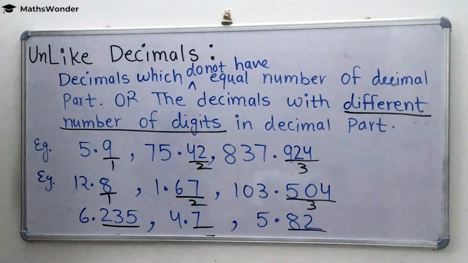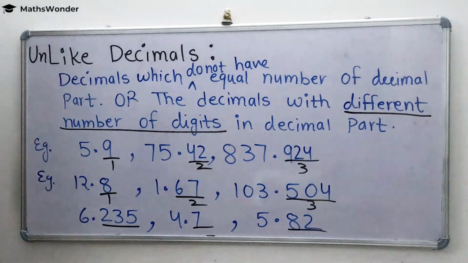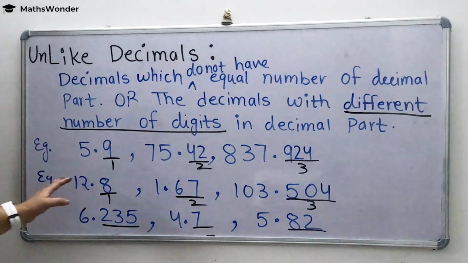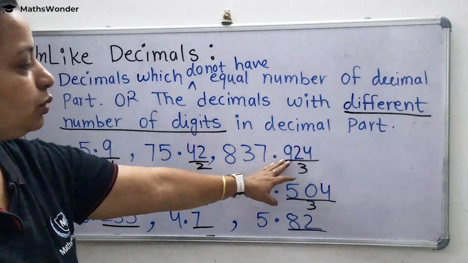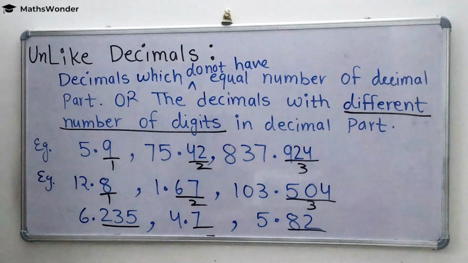Understood the concept? So like decimals are decimals which have an equal number of decimal places, or the decimals with the same number of digits. Unlike decimals are decimals which do not have an equal number of decimal places, or decimals with a different number of digits, like 942, 924. So we have 3 different numbers of decimal digits, so we call them unlike decimals.